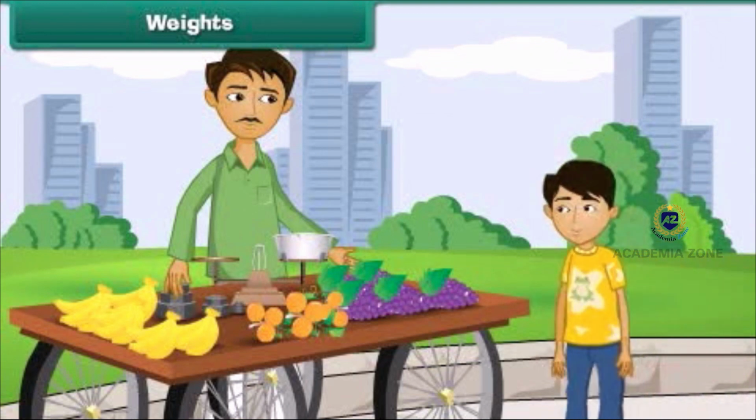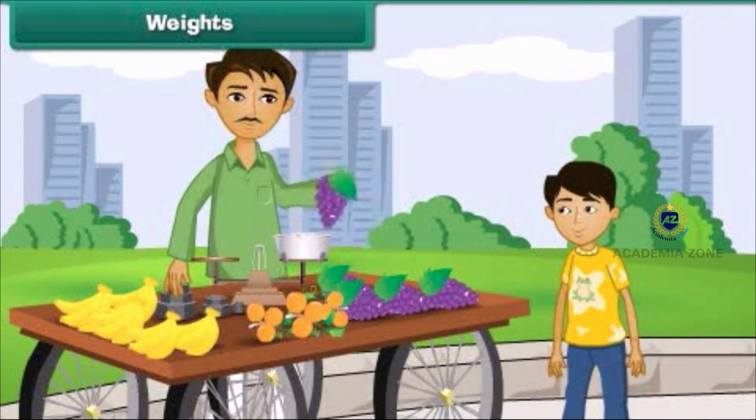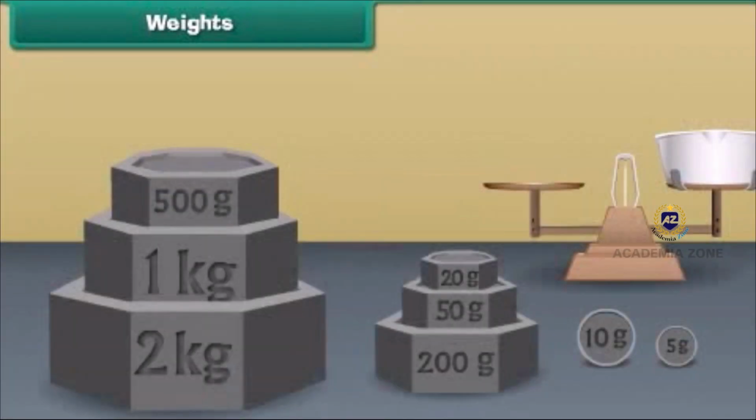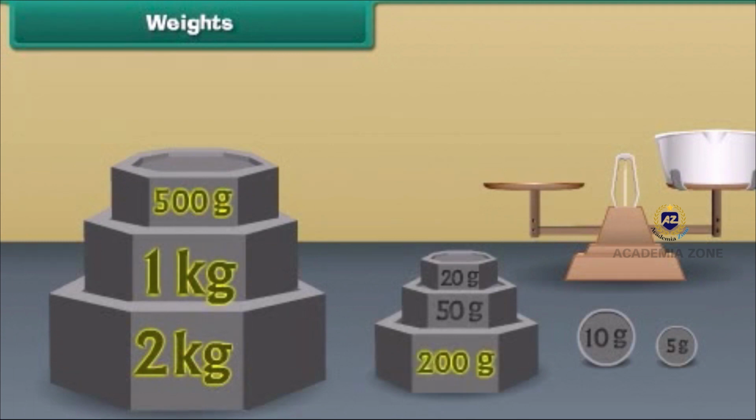When we go to a fruit seller, he uses different types of weights to balance the required amount of objects. Some weights used to measure weight are 2 kg, 1 kg, 500 grams, 200 grams, 50 grams, 20 grams, 10 grams and 5 grams.